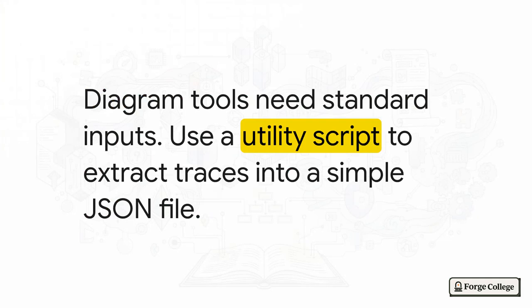Now, a huge pro tip for step 1. Diagramming tools require standard inputs. Please, whatever you do, do not manually copy and paste thousands of lines of hexadecimal data. You will literally lose your mind. Instead, use a quick utility script to extract your trace IDs, types, addresses, program counters, and opcode windows right into a simple JSON or dot file. This feeds perfectly into your chosen diagram editor. We always want to work smarter, not harder, right?